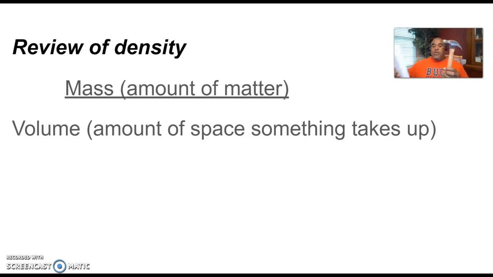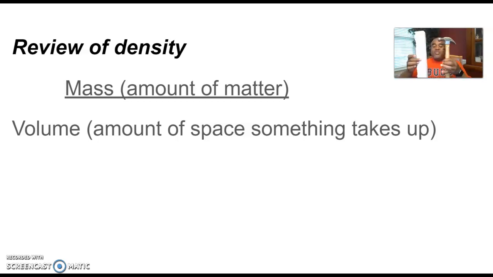So if you can look here for a moment, what you'll see is I have a hammer in my left hand and I have a piece of styrofoam in my right hand. And if you can see this, these are about the same volume, which means they take up about the same space. Okay? But what's the difference between these two? Well, this hammer is made of different materials. The handle is made of wood, and the hammer itself is made of solid metal. So this hammer is a lot heavier than this piece of styrofoam.